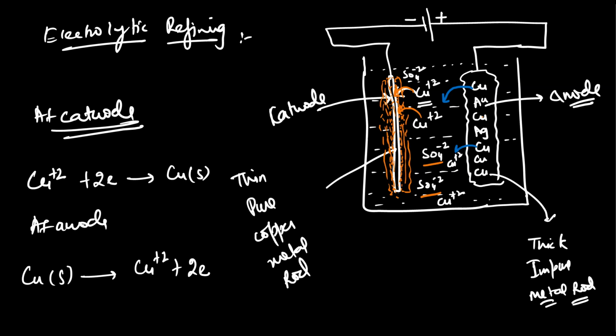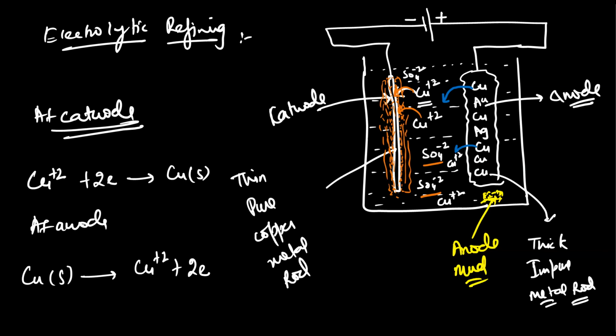And this rod will disintegrate. This rod will become thinner and finally will disappear. And the impurities in the form of gold, platinum will remain at the bottom. So this is anode mud. This is called anode mud.